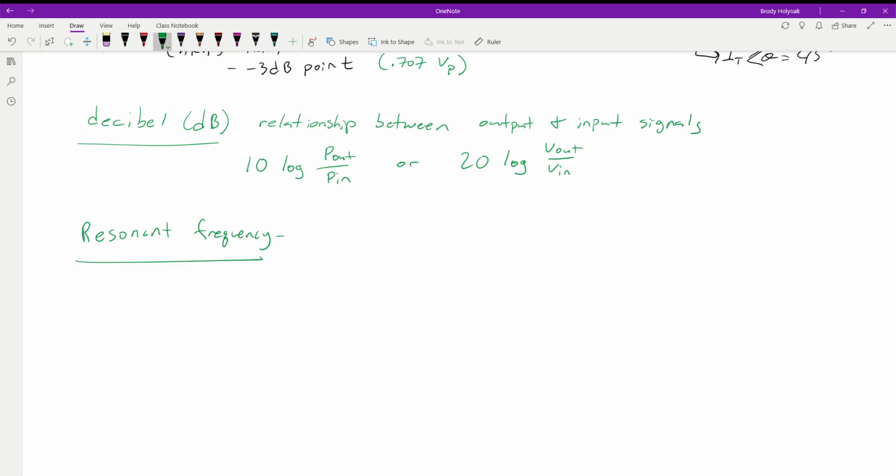So our resonant frequency is designated with the F and a lowercase r underneath. This is the frequency at which the reactance of our capacitor equals the reactance of the inductor.